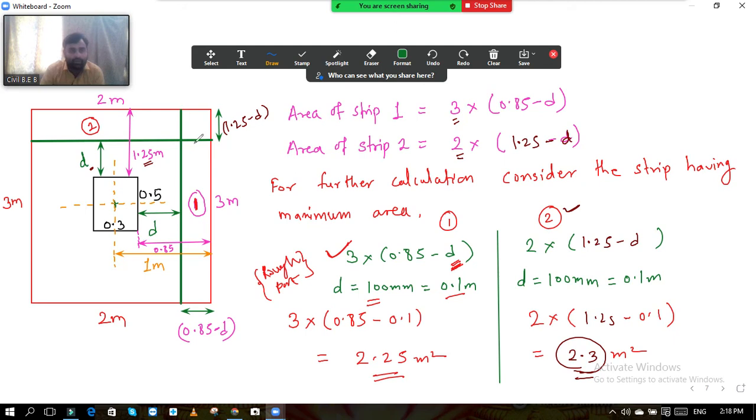We have seen this strip, and this is the area from where it will get cracked, meaning this 2 meter. The area we have seen in plan is 2 meter by 1.5 minus d, this is the plan area. But when it gets detached and settles down, the area in contact with the remaining portion will be this distance of 2 meter and the depth of the footing. That area, the depth, will come into contact. So that we have to consider.